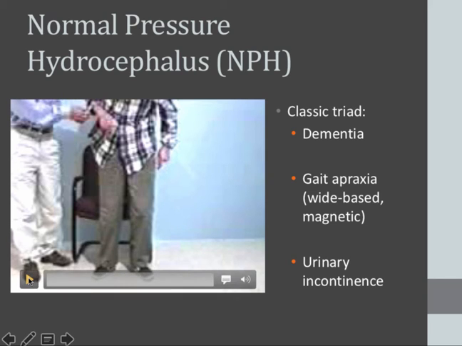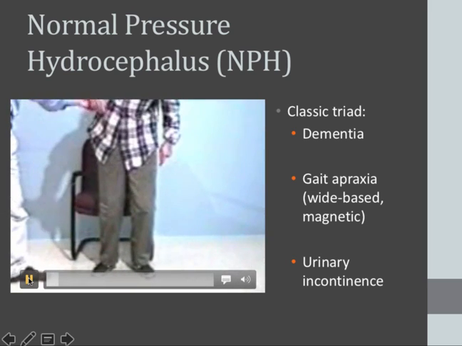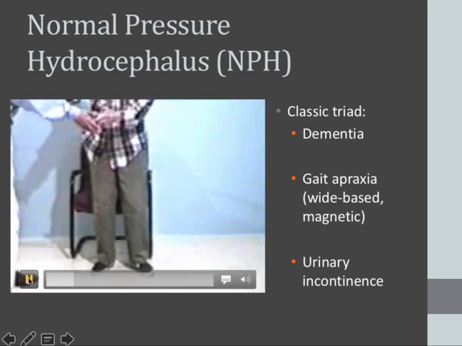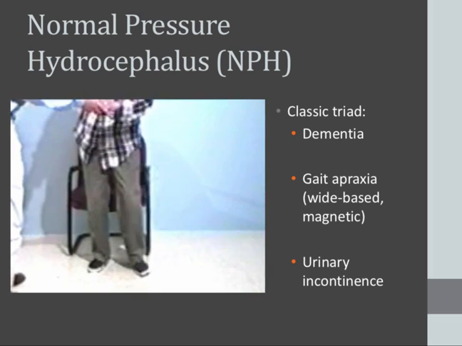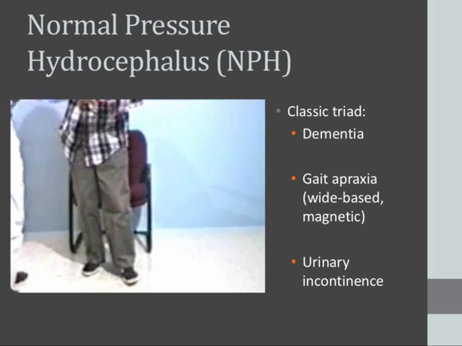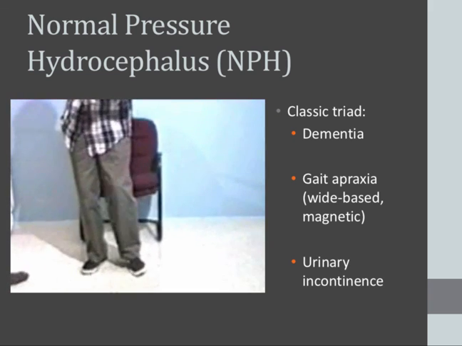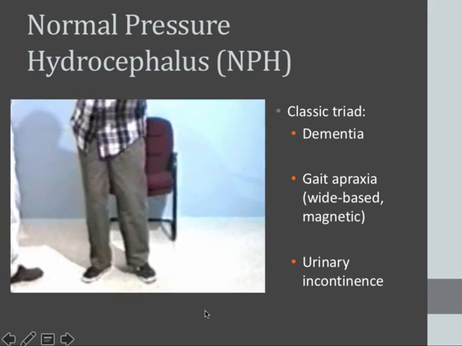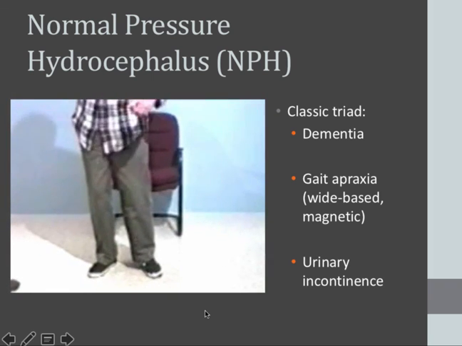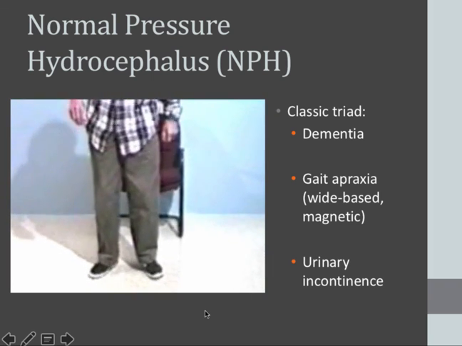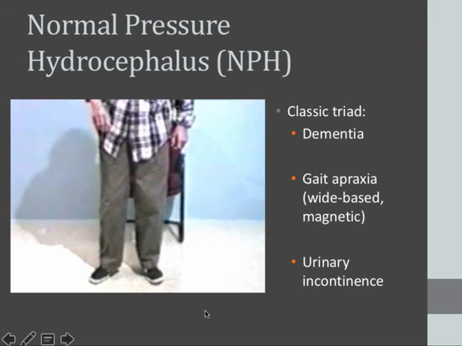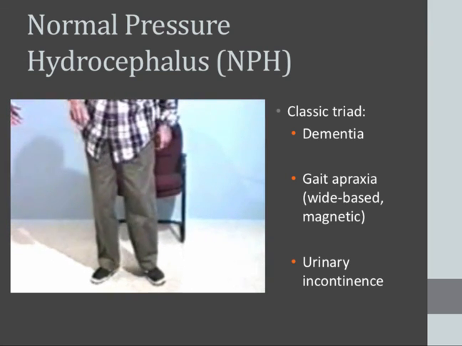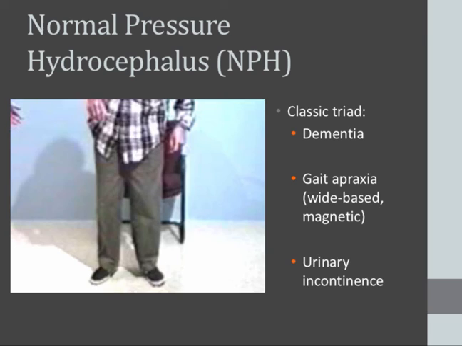So let's take a look at the gait of an NPH patient. Try to take some steps. See, he's very wide-based. Okay. His feet are almost stuck to the ground. Now, see if you can keep going without pulling him. The examiner was helping him along. Try to take some steps. And has stopped now. So he's magnetic. He's stuck to the ground.